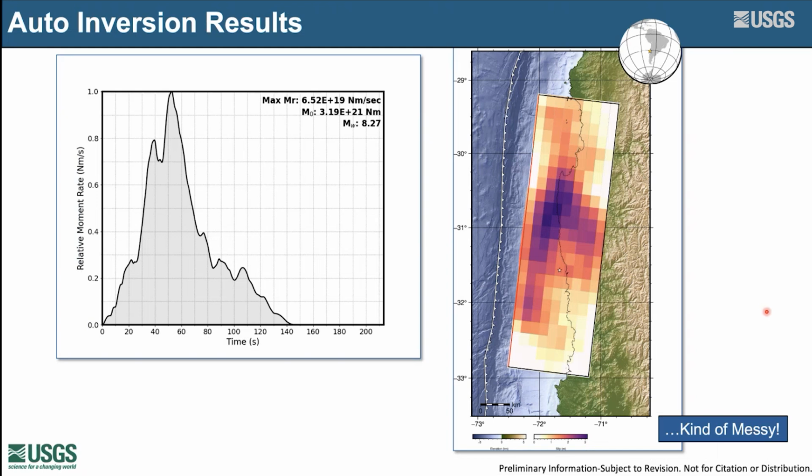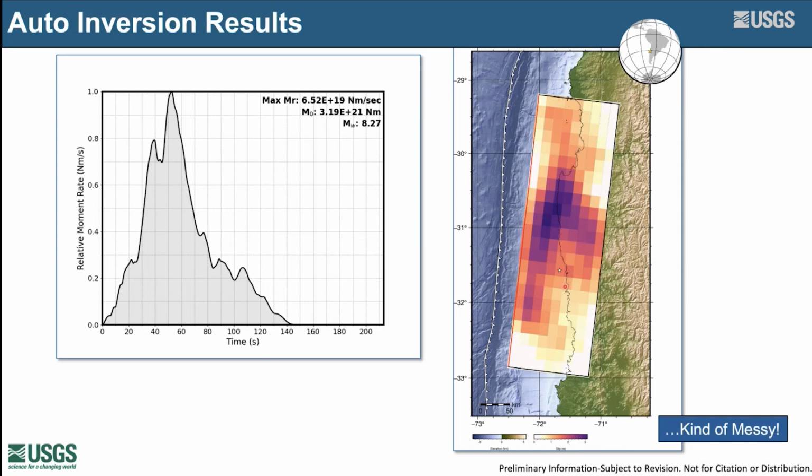So here are the results from that initial automatic inversion. I've already chosen the preferred nodal plane to be the one that's consistent with the megathrust orientation. The opposite nodal plane does not make geophysical sense in this region. So here on the left is the source time function. It's roughly a 2-minute rupture for magnitude 8.3, which is believable enough.